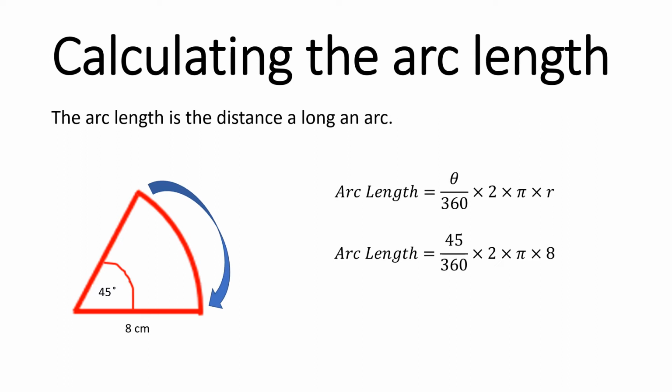So you should be able to recognise that the 2 times pi times r formula, which is the circumference of a circle, is also used in the arc length. The only difference is that we take the degrees of this angle, the 45-degree angle, and we divide it by 360. And if you type that into your calculator, you'll get the arc length equals 6.3 centimetres.